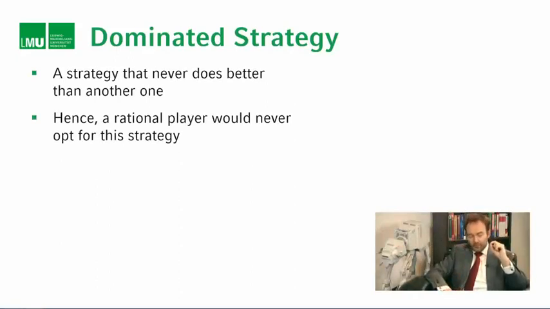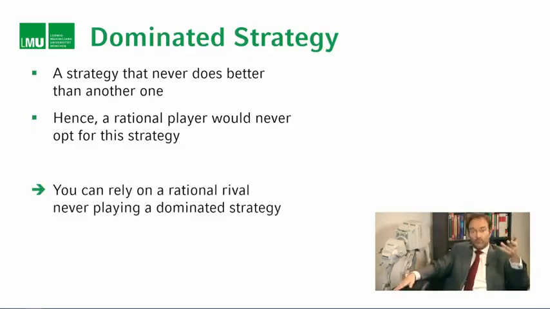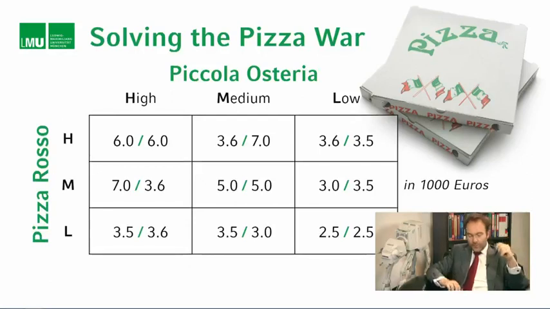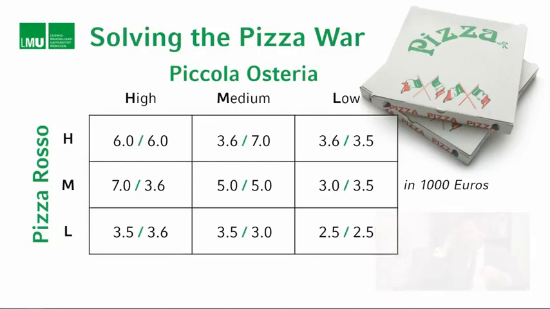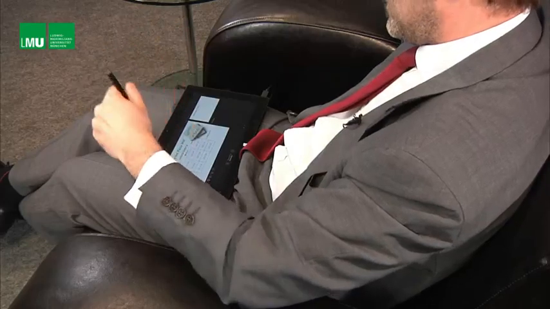But what's more interesting, and takes more thinking, is that a rational rival will never play a dominated strategy, right? So even if a dominated strategy by your rival would give you massive profits, you should never count on the other player choosing a dominated strategy if he's interested in maximizing profits. Okay? So if we want to solve the pizza war, and basically try to predict what's going to come out, what the prices are going to be, we can try to eliminate the dominated strategies in this case.